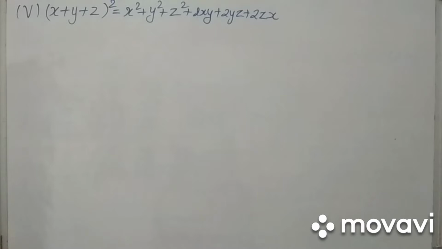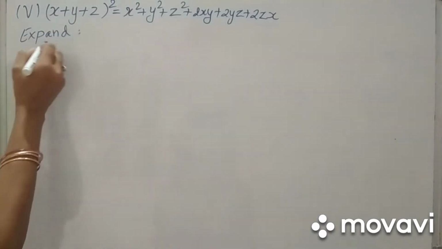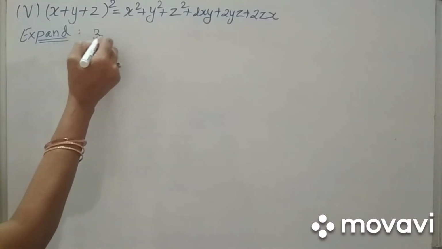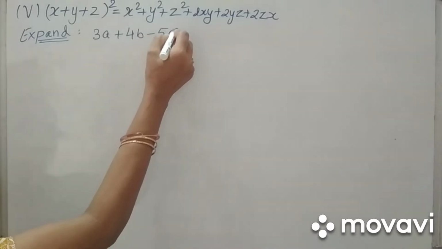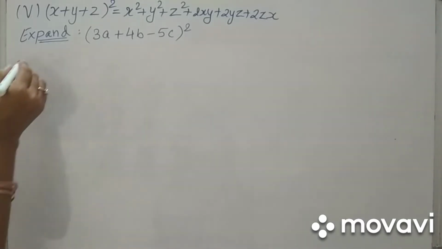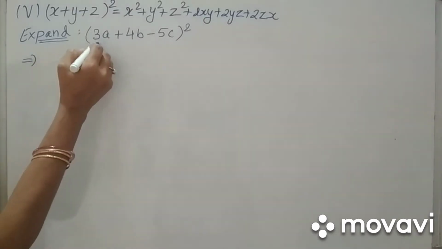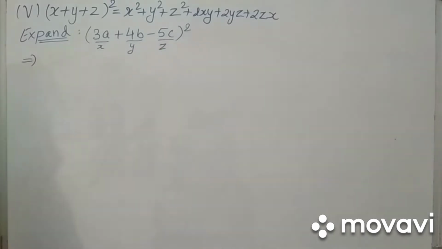Next, we solve some questions based on it. Now if it is asked to expand (3a + 4b - 5c) whole square, then how to expand this? Apply this identity only to solve it. So this is my x, 4b my y, and minus 5c would be my z.